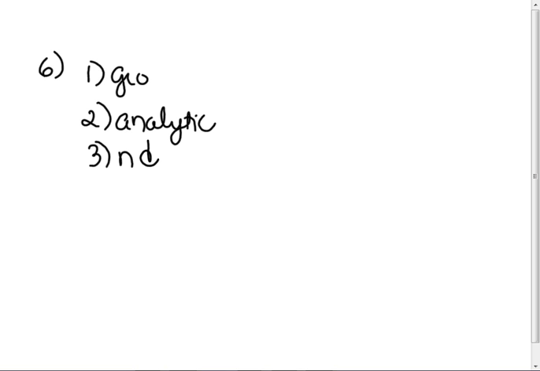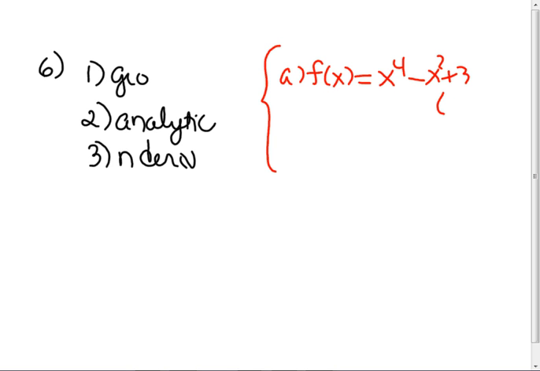For problem 6, the directions are: for the following 2 functions, you will need to investigate it using all 3 methods. 1 is the geometric by zooming. 2 is the analytic, that's actually calculating the limit by hand. And 3 is using n-derive. And you're going to do that for the following 2 functions. I'm just going to write them up here. So you're going to do this for a and b. A is f of x equals x to the 4th minus x squared plus 3, and you're going to do this at the point 1, 3. And b is the sine of x at pi, 0.